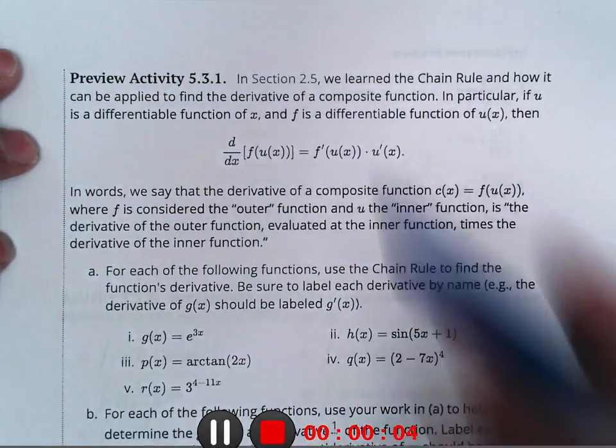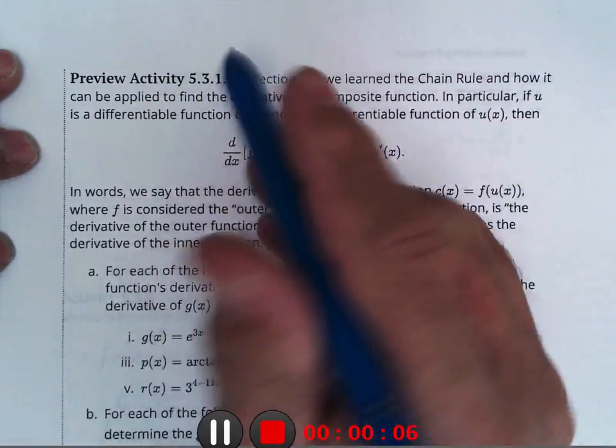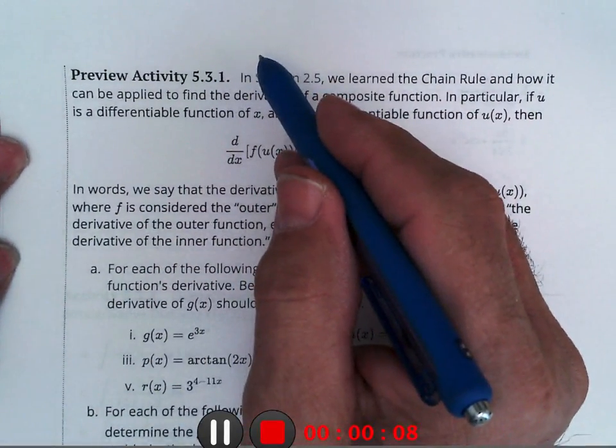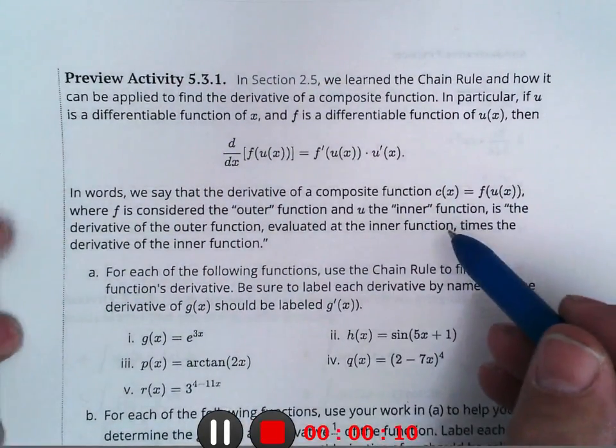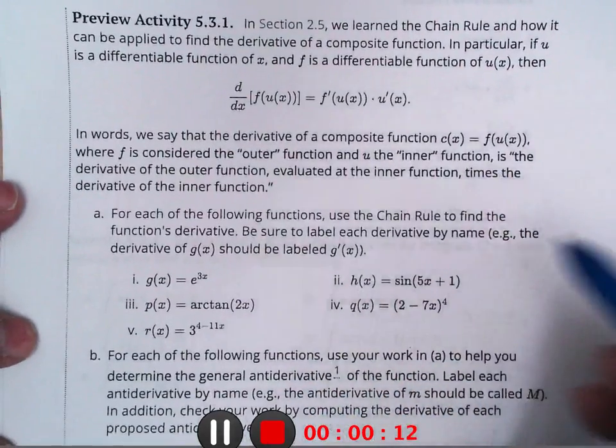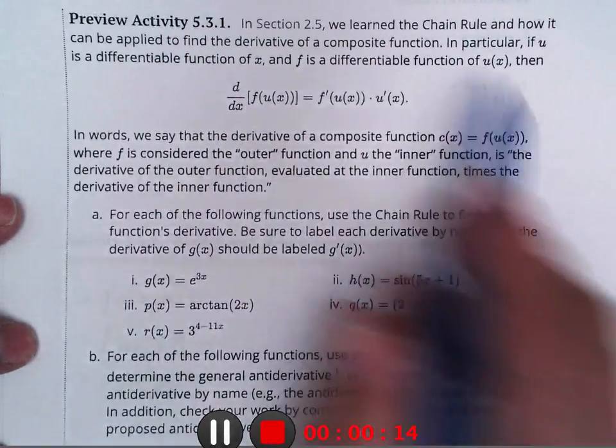5.3, that section, and this is February the 2nd, and we're going to go through the preview activity to start with here. So we're dealing with the chain rule here.